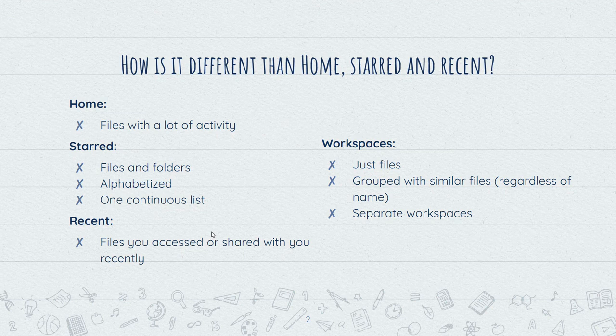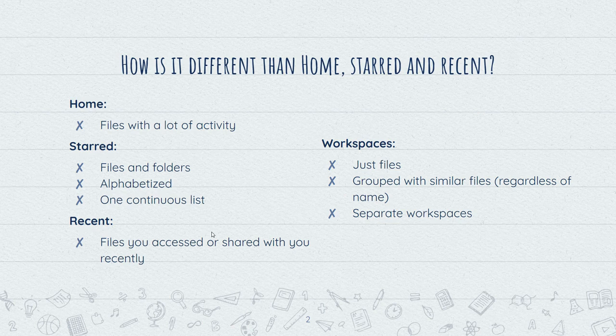Let's be honest, Google offers lots of ways to organize. There's your homepage, where you'll see files that have the most activity recently, like comments, sharing, things that you yourself have opened maybe every day this week, or files that your colleagues and collaborators have opened frequently.